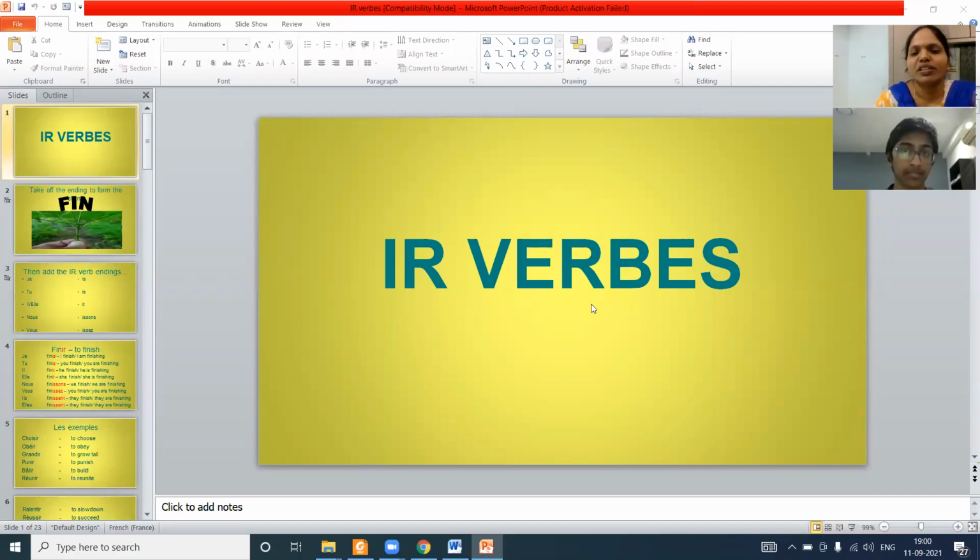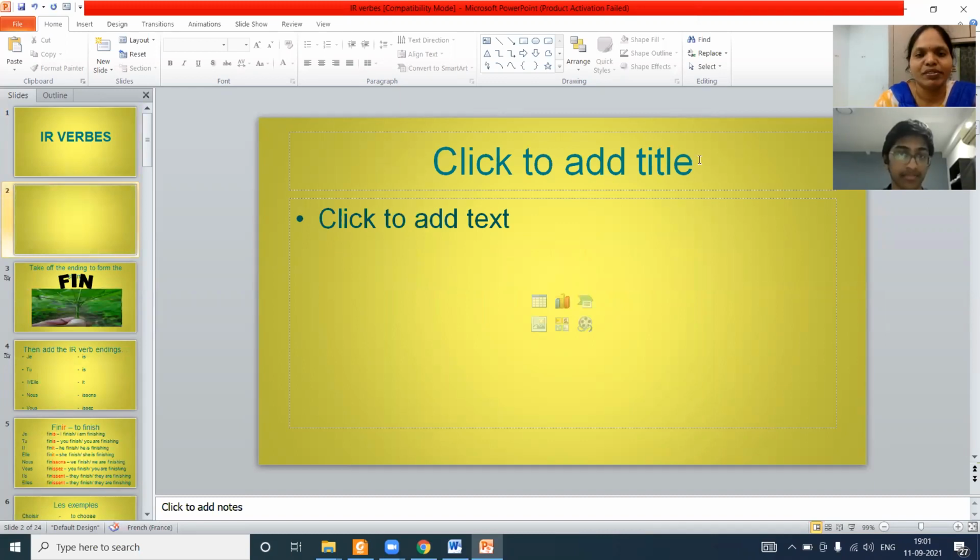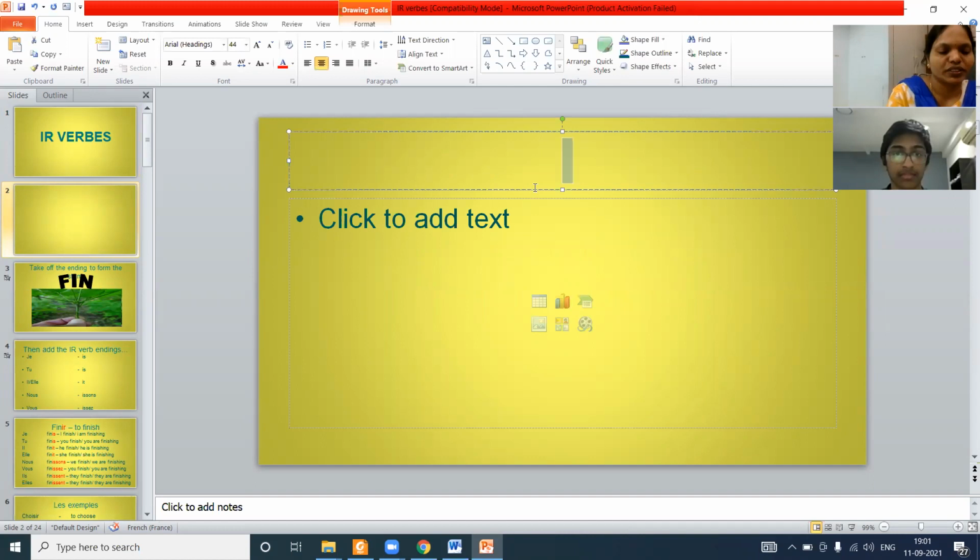IR verbs, the second group of verbs. How can we identify an IR verb? See the ending of the verb. It ends with IR. For example, finir. The ending is IR, so we can identify it is an IR verb.